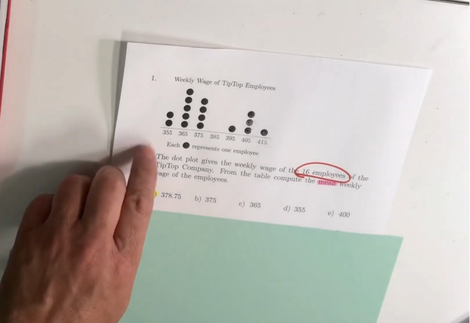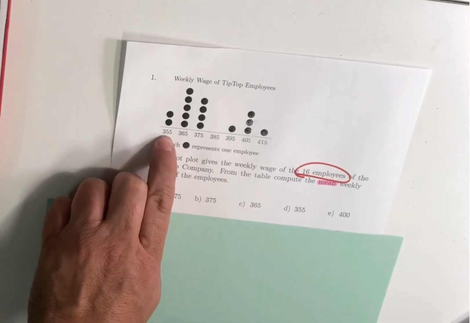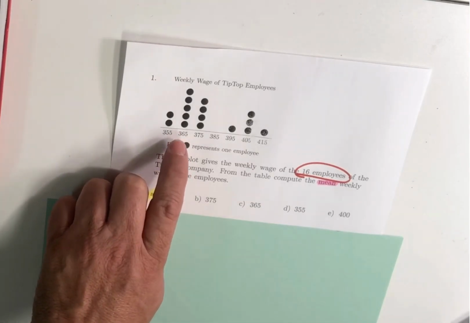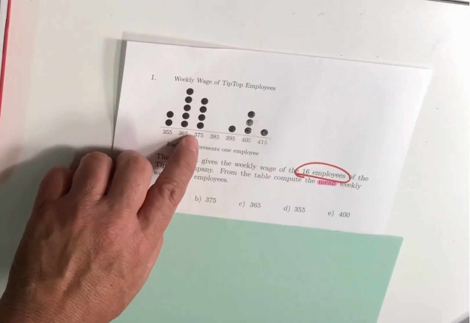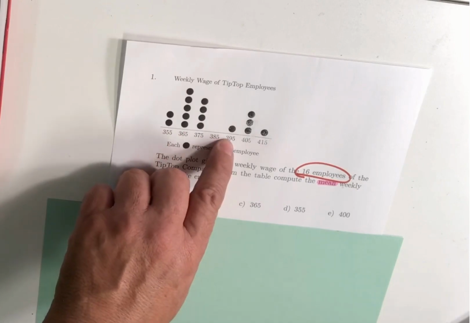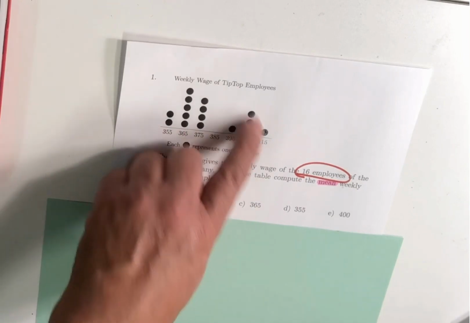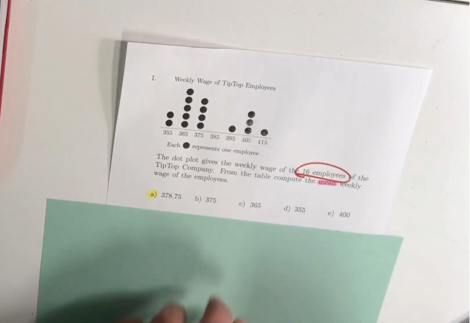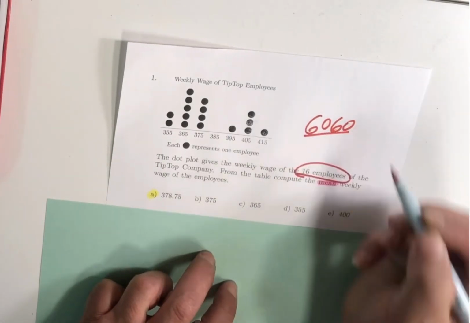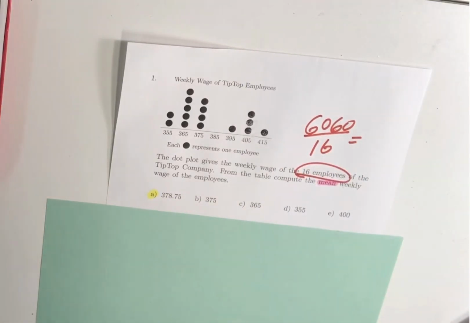So all I got to do is add 355 plus 355 plus 365 plus 365, or in other words, 365 times 5, plus 375 times 4, plus 395 plus 405 times 3, and then plus 415. If you do all of the addition, you are going to end up with 60 divided by the 16 employees, and you will end up with 378.75, which is, of course, letter A. Really easy, no? I told you so.